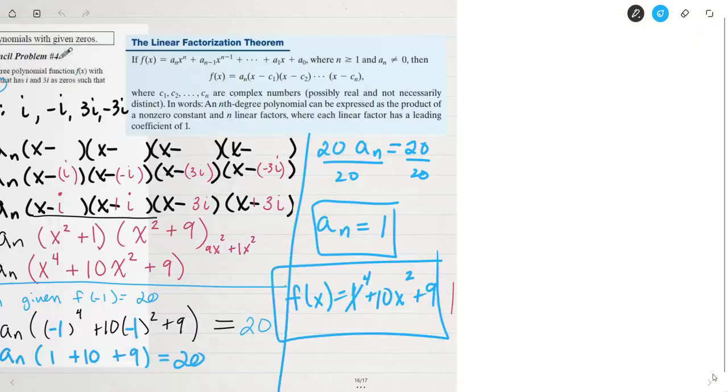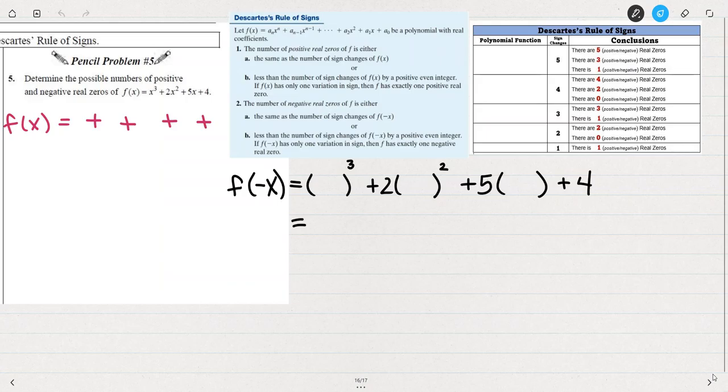That was a long problem. I'd encourage you to go back and review it a little more if you need to. Make sure you understand that. Let's go on to one last example.